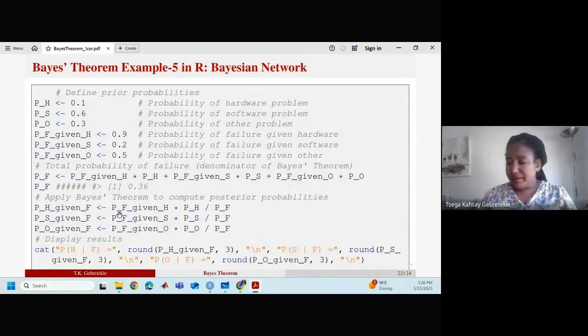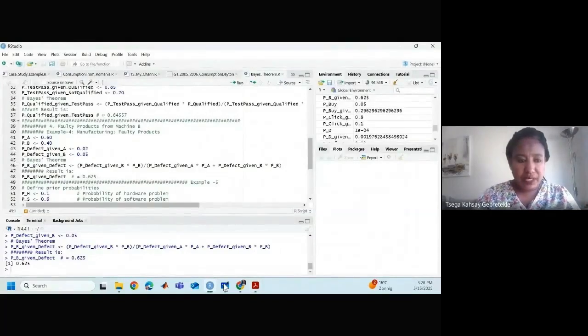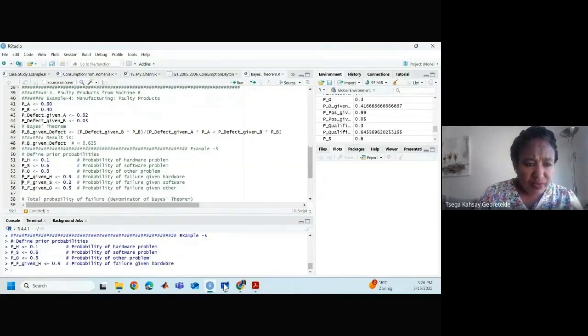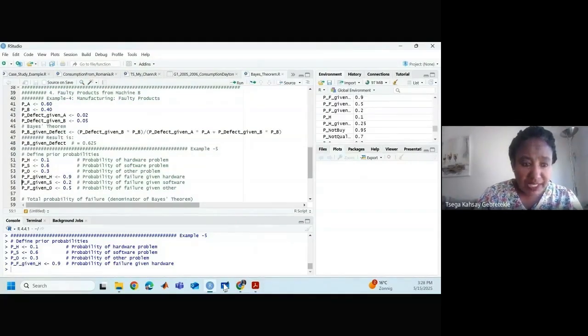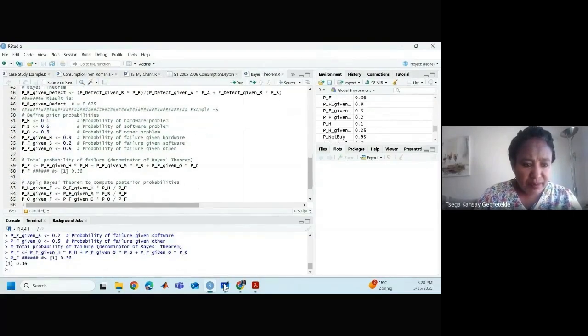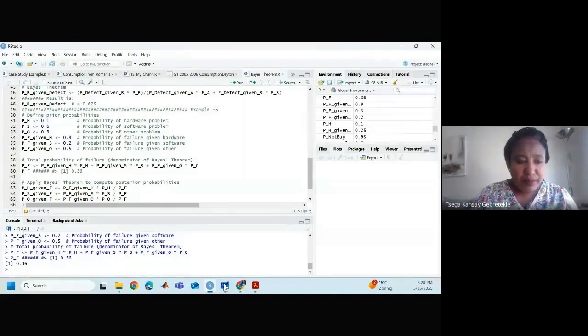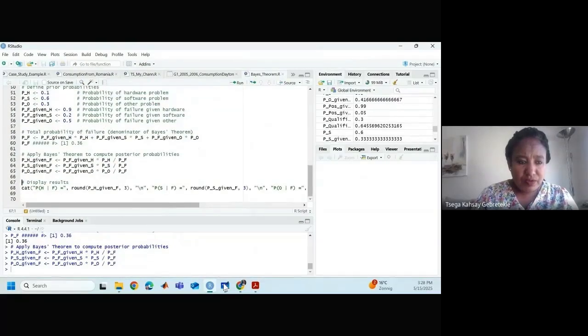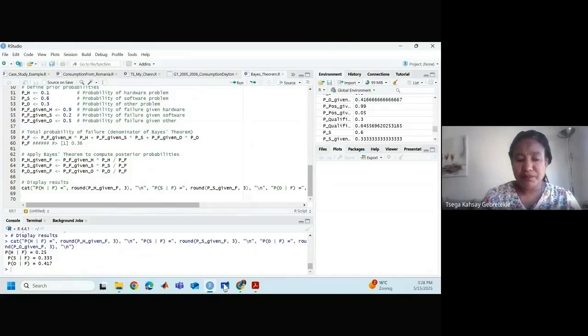So we can also do it in R as follows. We can run this, probability of S, this, probability of O, probability of F given H, probability of F given S, probability of F given O, and then probability of F is 0.06, which is correct. Probability of H given F is also given like this. So these are the values. And if you can see, probability of O given F is 0.4717, which is the highest value. And then we say the most probable problem is from the other category.